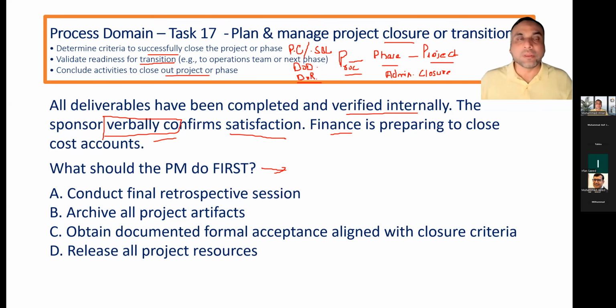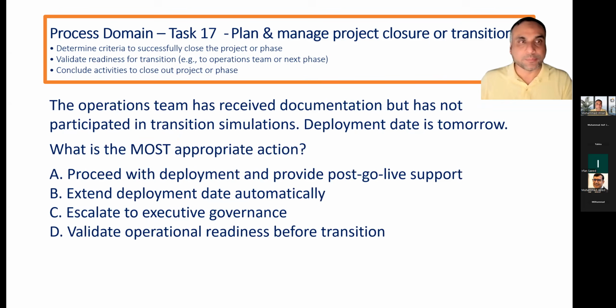We don't work verbally. There is nothing called verbal in a project. Verbal could be formal verbal or informal verbal, but a verbal thing will not be done for that. For proper communications, we use formal written communication. So yes, C is the correct answer. Very good. Let's go next.